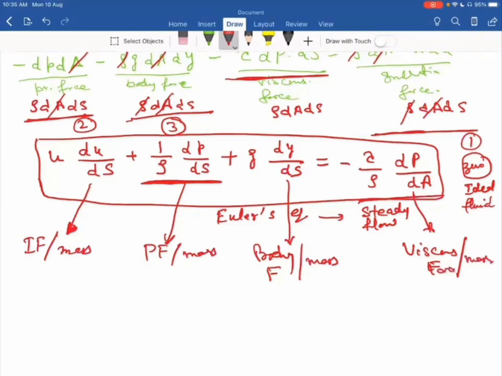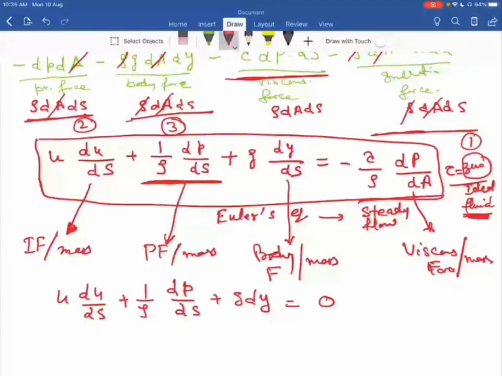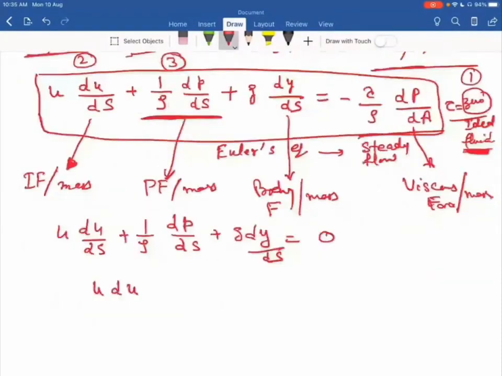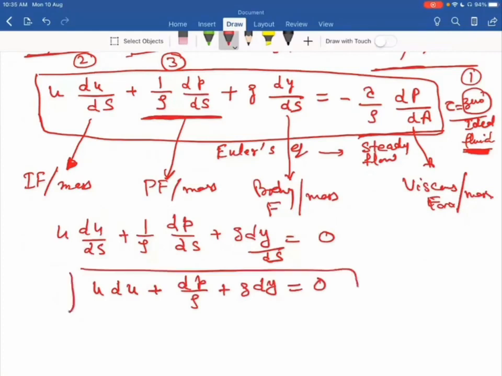So as I just told you, if we put in one more assumption, that the fluid is ideal, then tau becomes zero, and this equation becomes u du by ds plus 1 by rho dp by ds plus g dy by ds equal to 0, or in simple form you can write it as u du plus dp by rho plus g dy equal to 0. This is one form, now with two assumptions: steady flow and ideal fluid.